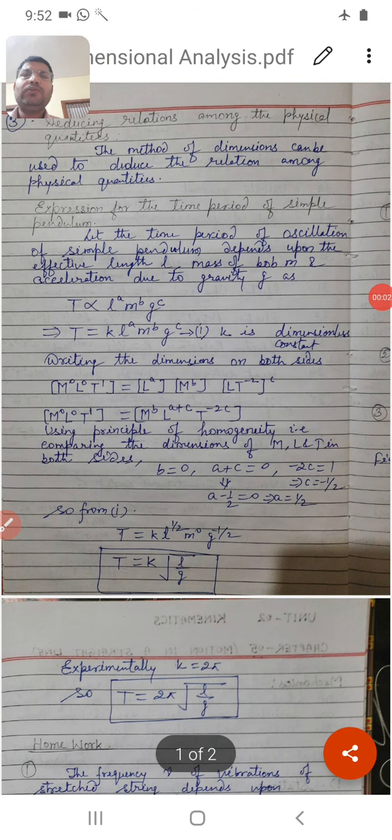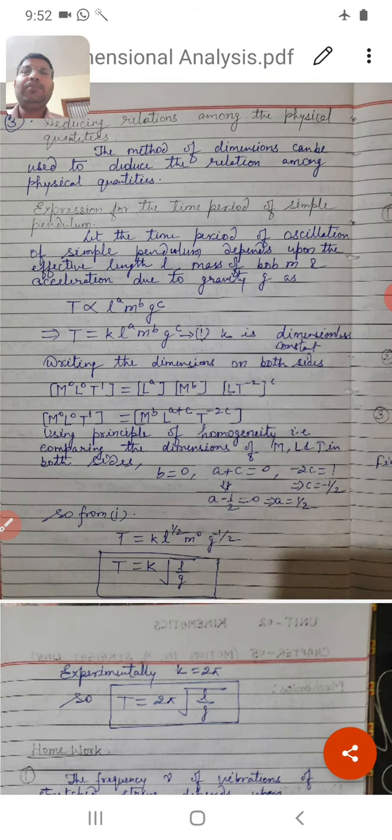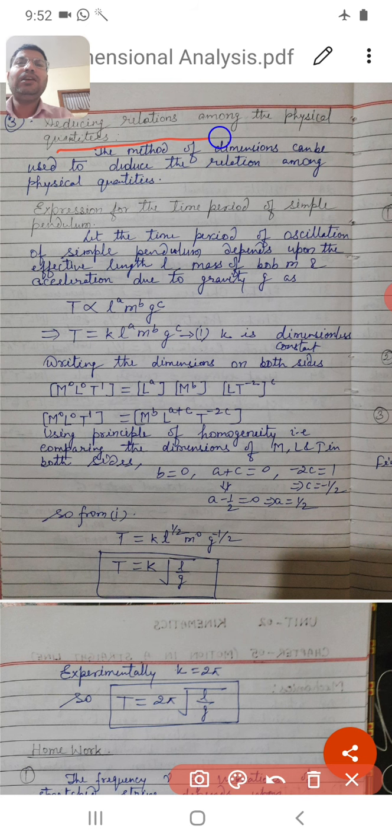Hello students, today we are going to discuss the third application of dimensional analysis, which is deducing relation among the physical quantities. The method of dimension can be used to deduce the relation among physical quantities. We are taking an example: expression for the time period of simple pendulum.